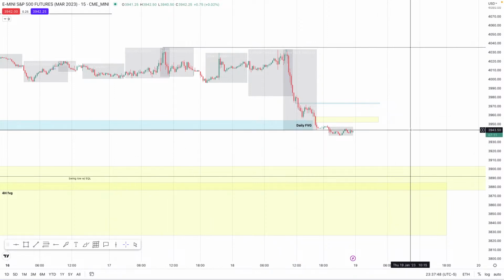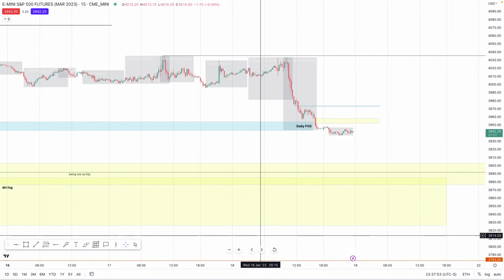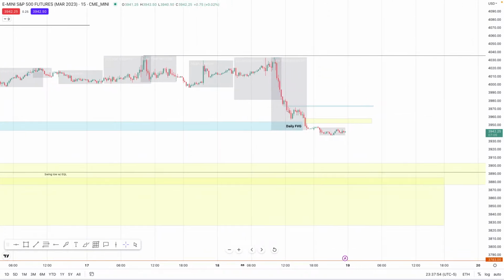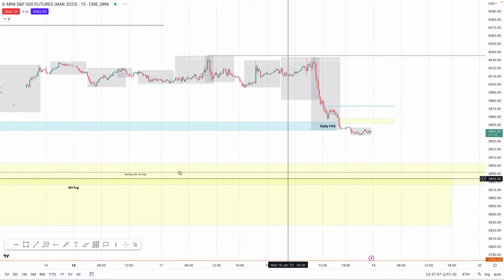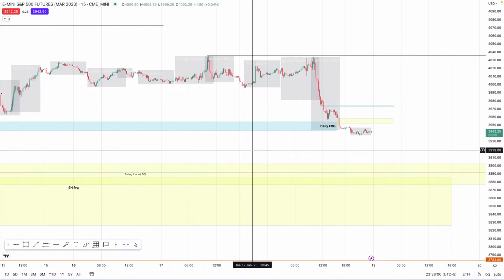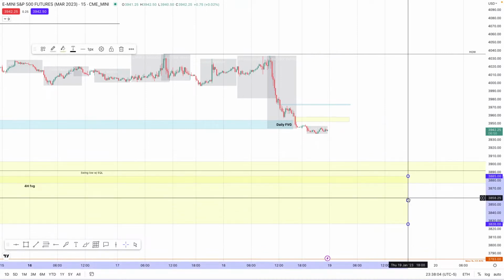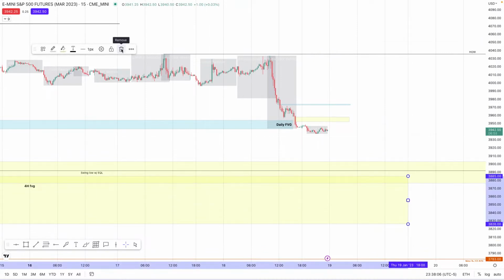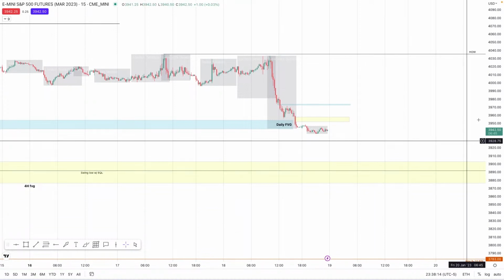Okay, so now we're getting down into the 15-minute time frame. Notice on the 1-hour and the 4-hour, we had a swing low, which we marked right here, which is at the top of this fair value gap. We'll get rid of this. This was something from the daily chart. We'll get rid of it for right now.